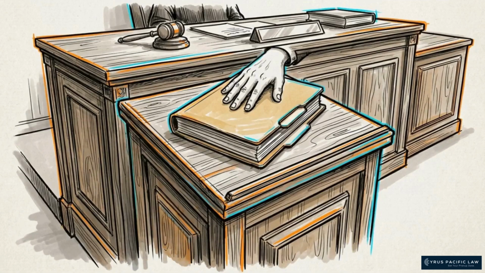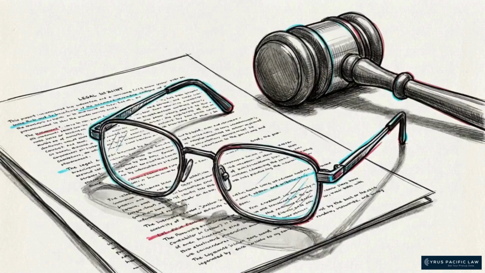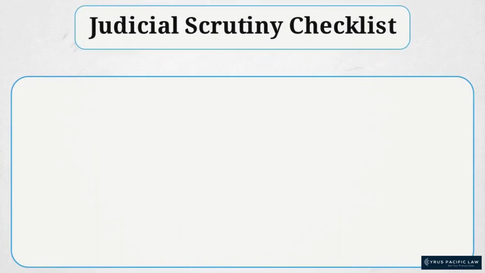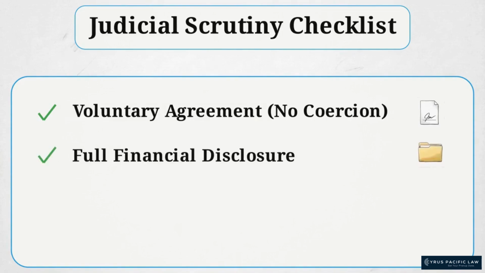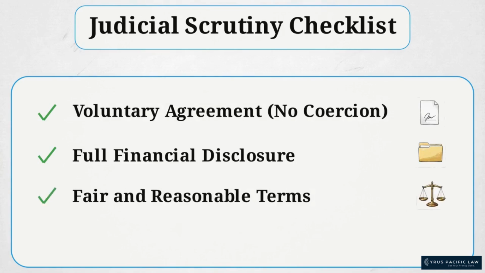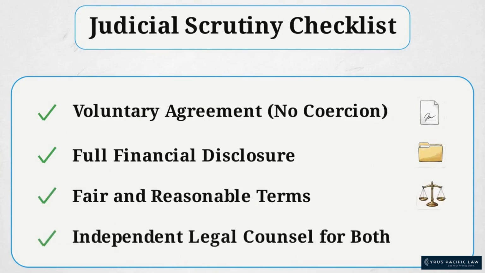Step 3 moves the process out of your hands and onto the judge's desk. The court now begins its official evaluation of the prenuptial agreement's legal integrity. This 4-point checklist shows what the judge is looking for. First, that both parties signed voluntarily, without coercion. Second, full financial disclosure was provided originally. Third, the terms are reasonably fair. Finally, both had independent legal counsel during the drafting process.